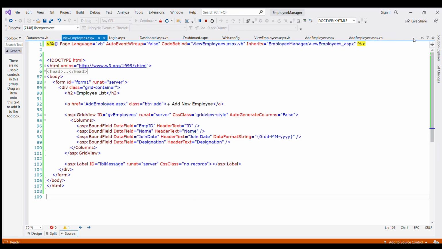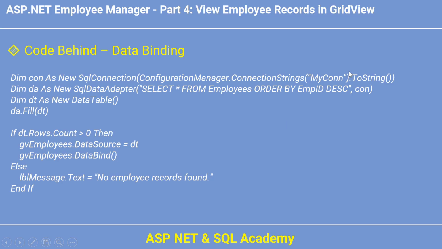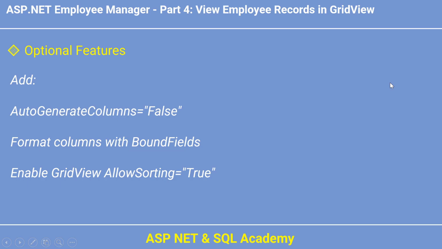This VB.NET code fetches the employee records and binds them to the GridView. If the table is empty, we display a no records message. We configure the GridView by disabling auto-generated columns and adding bound fields for each column. Sorting can also be enabled with a few simple properties.